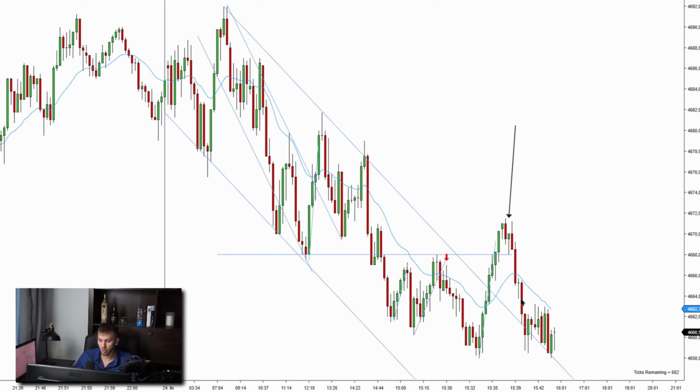There's a first entry long pullback, second entry long failure, but you're very close to this low right here. You already formed a double bottom. You're far away from EMA, so you cannot go short all the way down at the very low of this move. All right, it was very tempting.